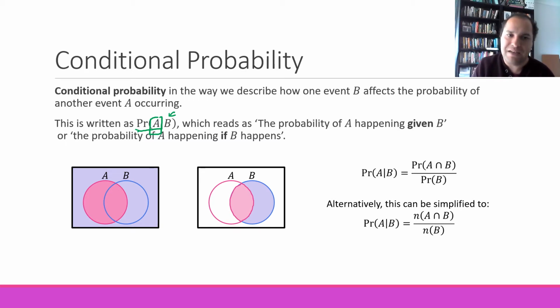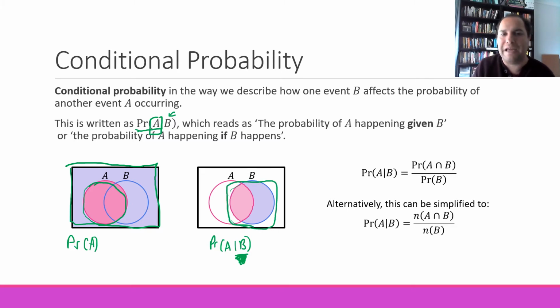Now, how this looks in our Venn diagram: if we're finding just the probability of A, our whole sample space is the whole rectangle, or the whole situation is our sample space. And then we're looking at the probability of A happening within that sample space. The probability of A given B basically says we're only considering the B event as our sample space. So we're just considering that B circle in our sample space. Those are the only outcomes we're interested in. They're the only outcomes that we are going to consider.